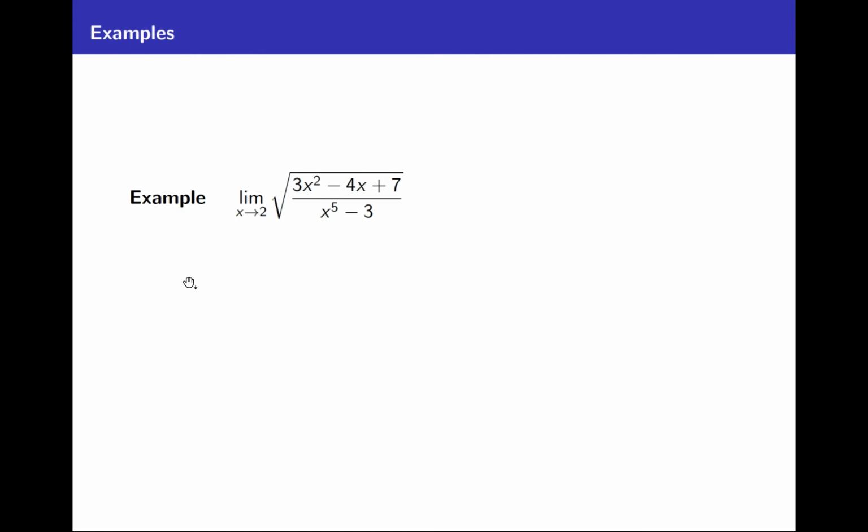Here's another example. The limit as x approaches 2 of the square root of the function that we had on the previous example, this rational function. We have a limit law that says the limit can go inside that radical. So we get the square root of the limit as x approaches 2 of this rational function. And inside the radical is exactly the problem that we worked in the previous example. And the answer to that was 11 over 29. So this limit works out to the square root of 11 over 29.